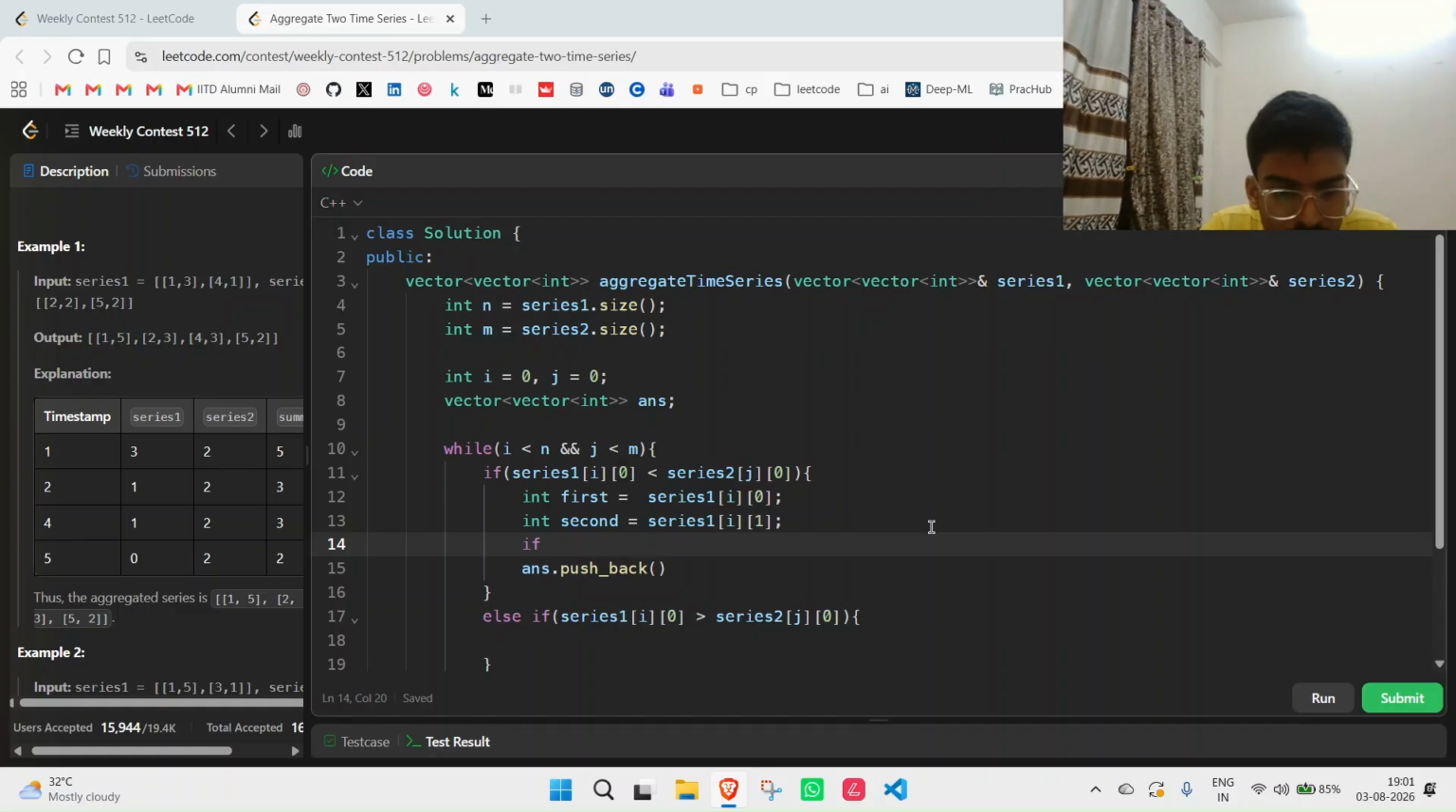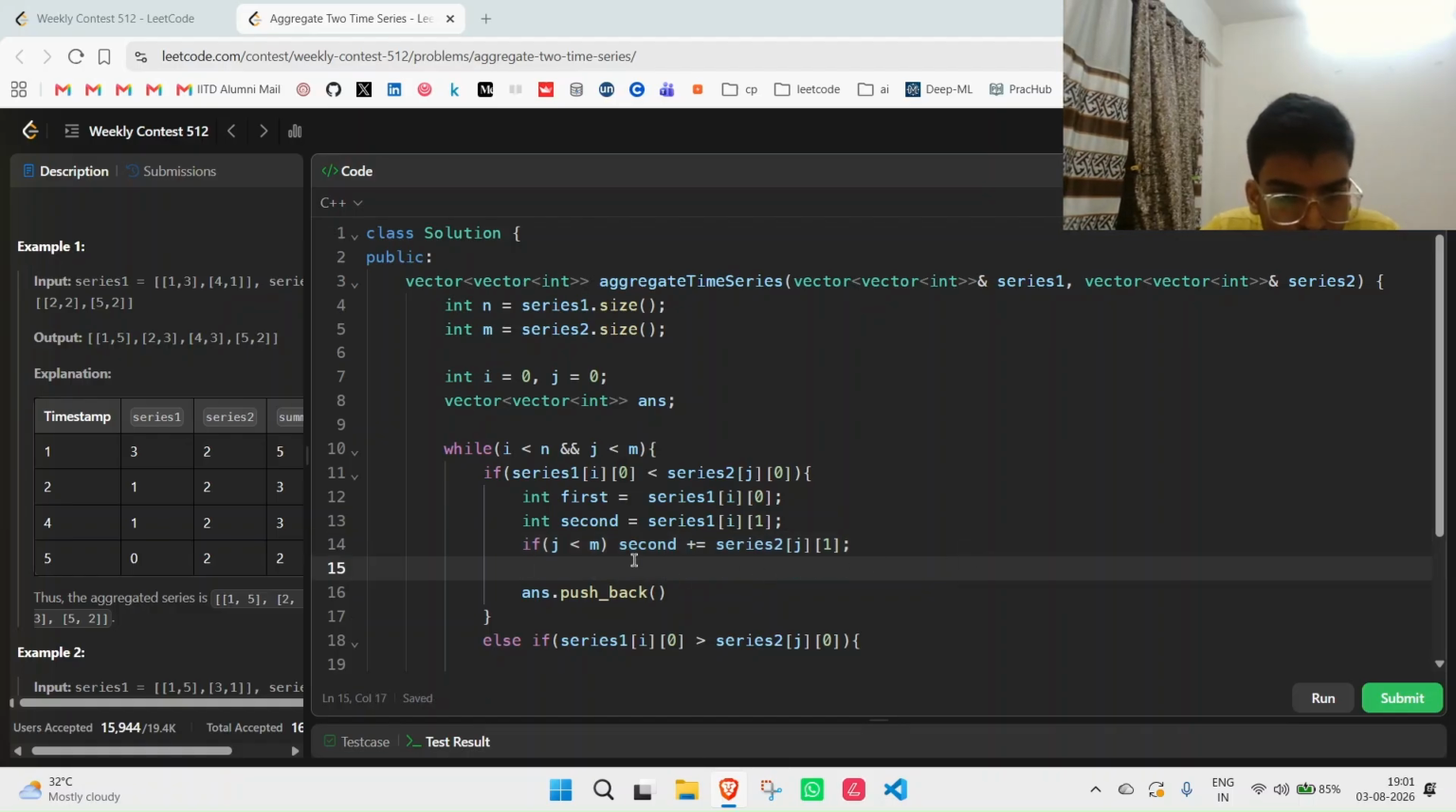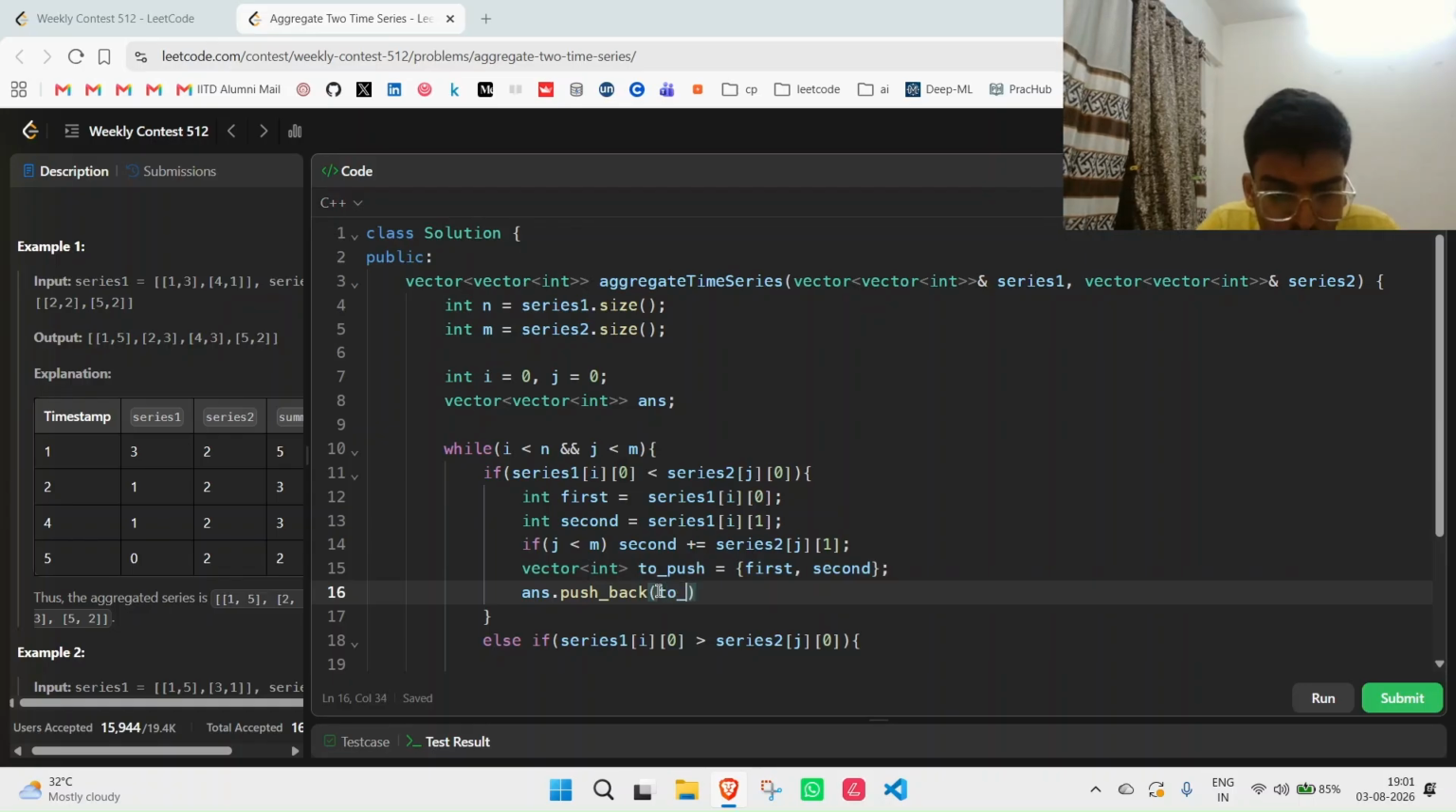If j is less than n, then second plus equal to should lead to j of 1. Otherwise, the condition could be 0 as demanded by the question. Then you can put a constant pushback as a vector, right? So we can write vector of int to push first and second. Then we can write to push.